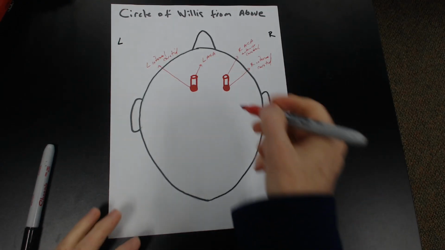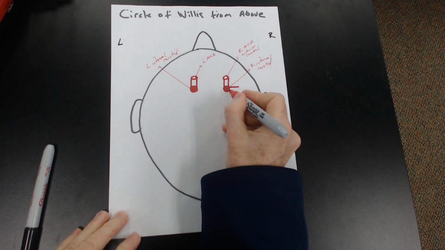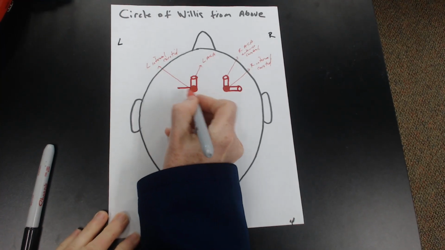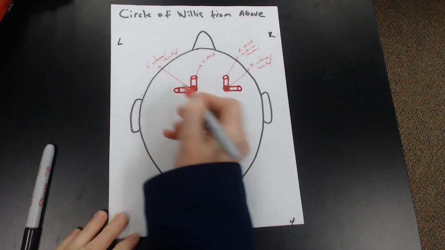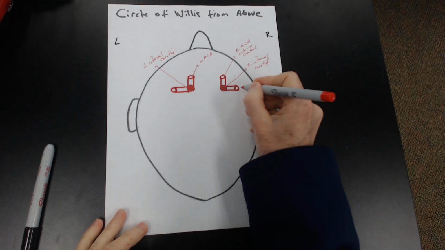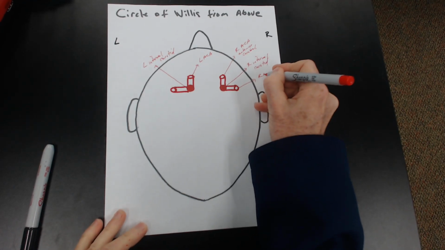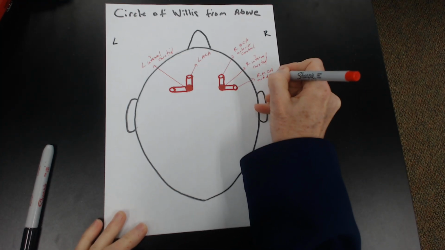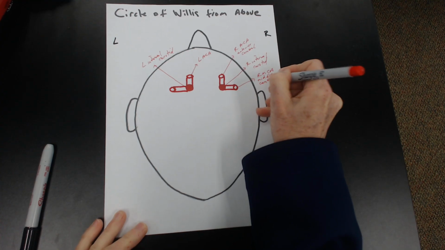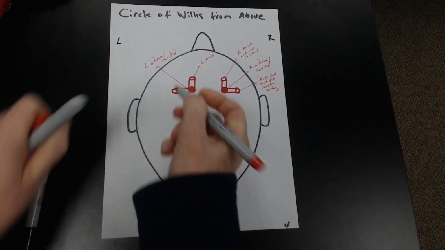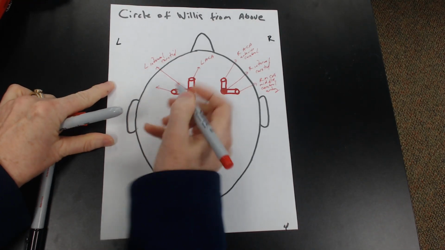There's going to be another major branch of the anterior circulation system, and that looks like this, coming out straight toward the ears. Does anybody remember the name of that artery, or those arteries? MCA. Yeah. This is going to be your right MCA, and MCA stands for middle cerebral artery. And on the other side, this is going to be my left MCA.